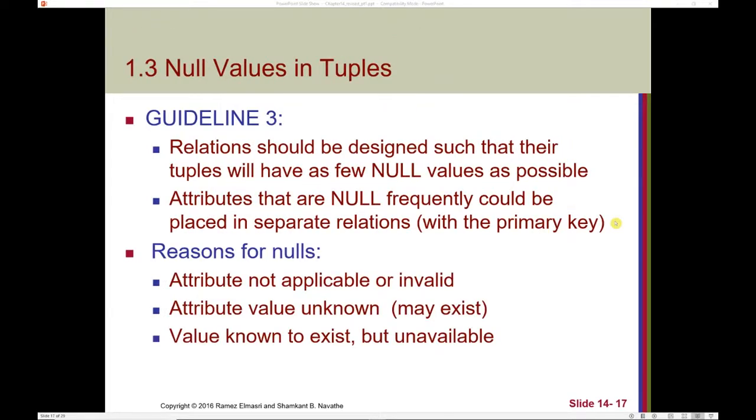Additionally, relations should be designed such that their tuples will have as few null values as possible. Attributes that are null frequently could be placed in separate relations with the primary key. Why might we have null? Well, maybe the attribute isn't applicable, or it's invalid, or it's unknown, or it's known to exist but is unavailable. In the case of storing student information at a university, we do have to provide a middle name field, but not everybody has a middle name, so that might be null for quite a few students.